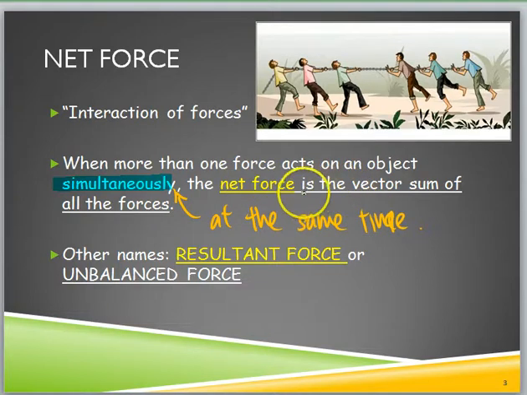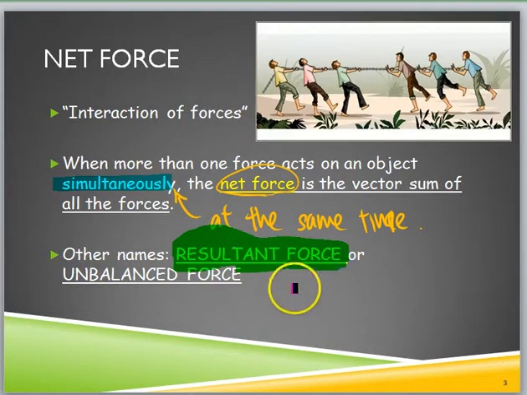The net force is the vector sum of all the forces, which means that you're adding up your forces. Okay, adding up forces, we talk about net force over here. Another name for net force, we call it the resultant force, or the unbalanced force. As you can see, because this is yellow, it is a more important name, you must know resultant force.